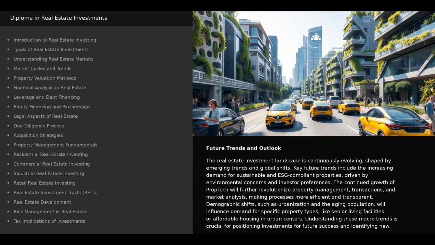Demographic shifts, such as urbanization and the aging population, will influence demand for specific property types, like senior living facilities or affordable housing in urban centers. Understanding these macro trends is crucial for positioning investments for future success and identifying new opportunities. Adapting to these changes will be vital for long-term profitability.